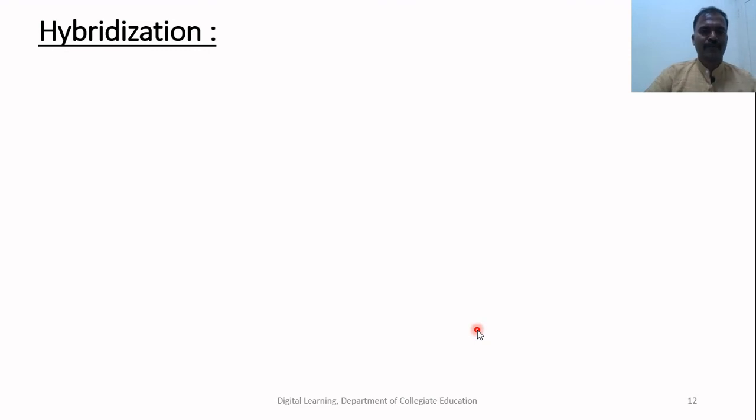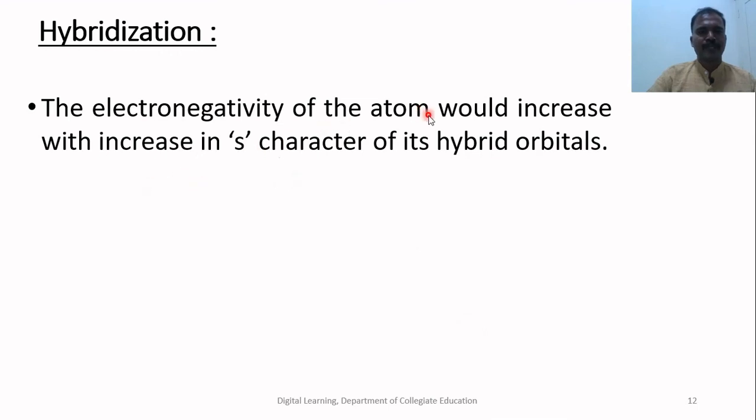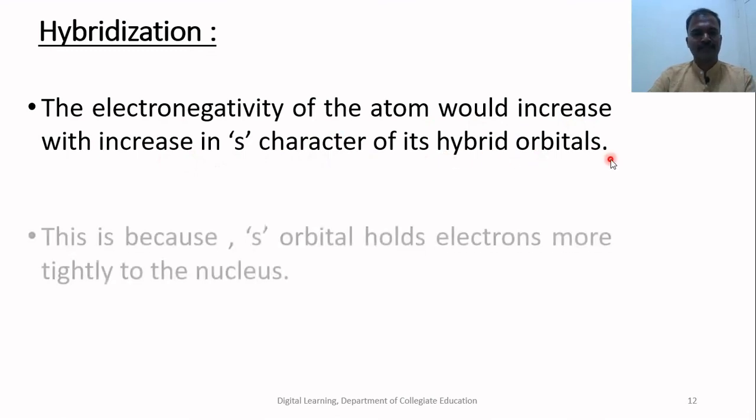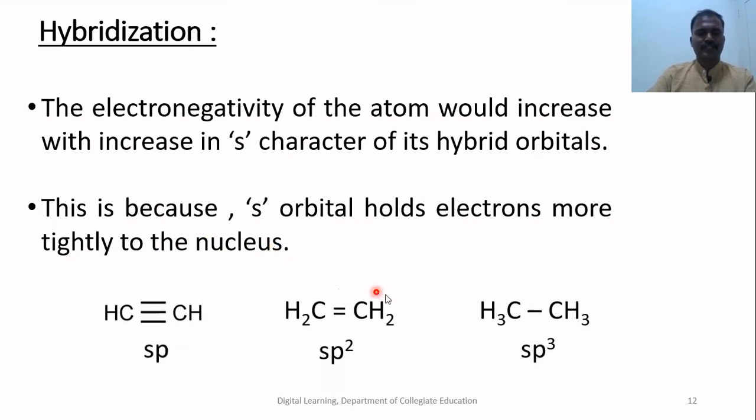And the another point which determines the electronegativity is hybridization. The electronegativity of the atom would increase with increase in s character of its hybrid orbitals. This is because the s orbital holds electrons more tightly to the nucleus when compared to the p, d and f orbitals. Let us consider this example.